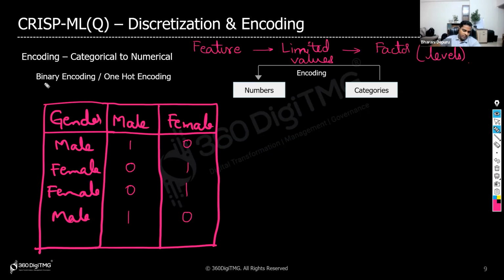This process is also called binary encoding because you have 1, 0, 1, 0. Using 1 and 0, you are able to represent a specific entry. That's binary encoding. Why is it called one-hot encoding? Because for any entry that you take, you will have only one 1. Rest all will be zeros. Now, let me take another example.